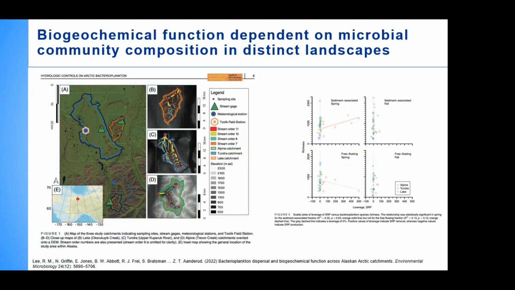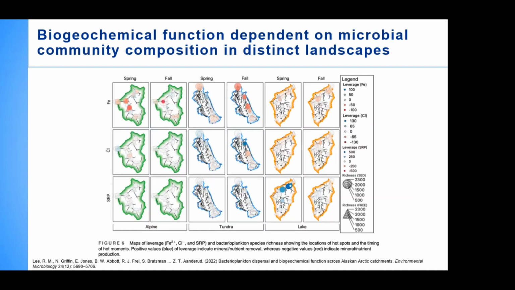And here is a significant trend between phosphorus processing and species richness, especially in the orange watershed, which is the lake watershed. So we use GIS to identify where the hotspots were of this biogeochemical functioning and how it was related to species richness in the three watersheds.